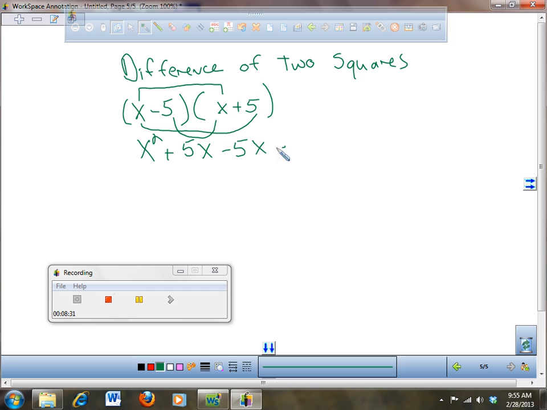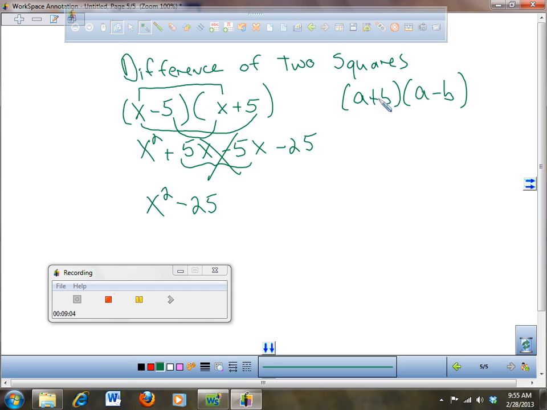Negative 25. So what happens to these two things? What's 5x minus 5x? They go away, right? You get 0. So this becomes just plain old x squared minus 25. Okay? So what happens is the middle term disappears. So when you have the difference of 2 squares, the general formula is a plus b times a minus b. If you have something like that, that's really easy because it's just equal to a squared minus b squared.